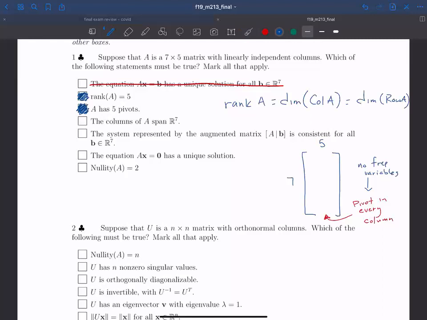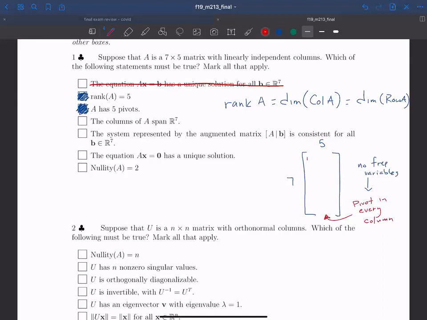The fourth option is "the columns of A span R7." Is that true or false? Do the columns span or do they not span? They span... false. R5, don't they? Well, someone said false and someone said they span R5. So this is a good comment to talk about.